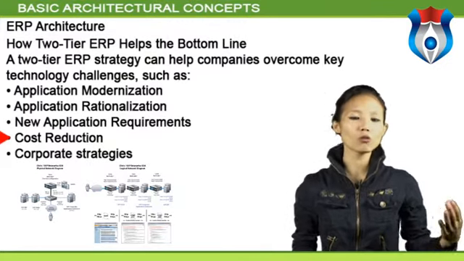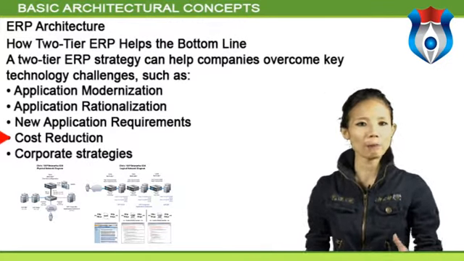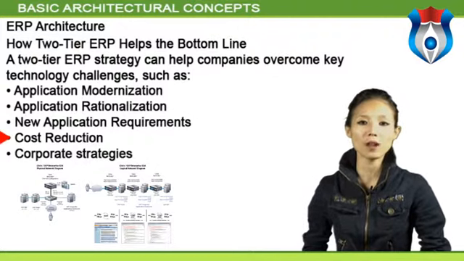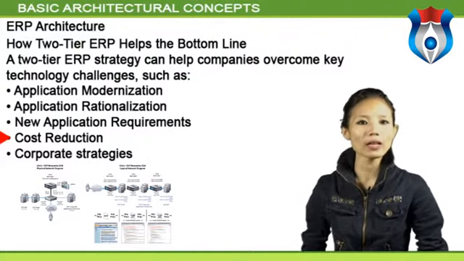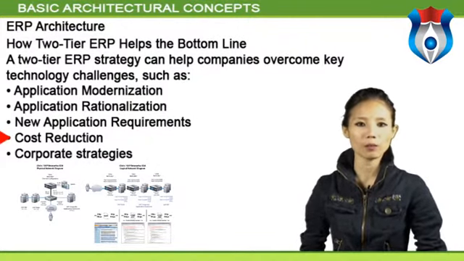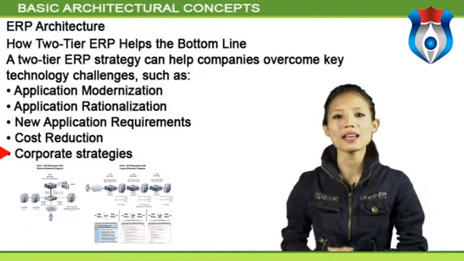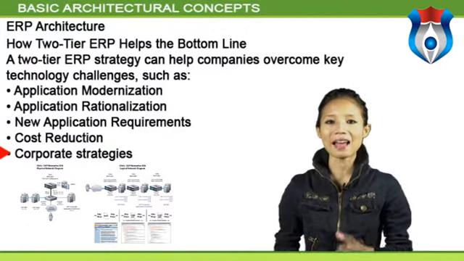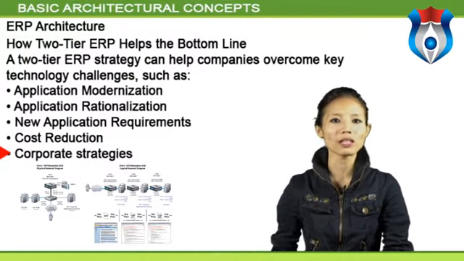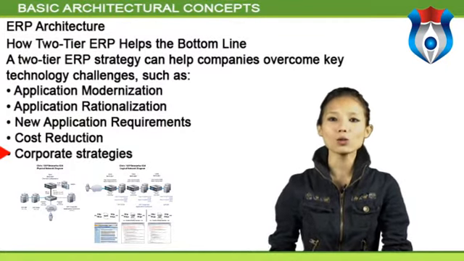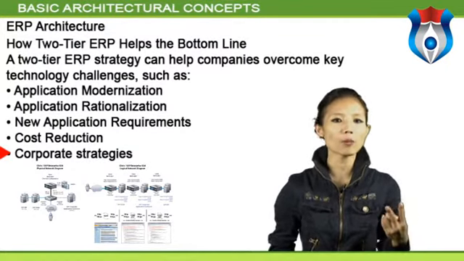Cloud ERP also reduces total cost of ownership by eliminating the need to purchase servers, storage, and network capability for on-premise system. Corporate strategies as well as organization and operating models all play a role in determining when and how to adopt a two-tier ERP model.